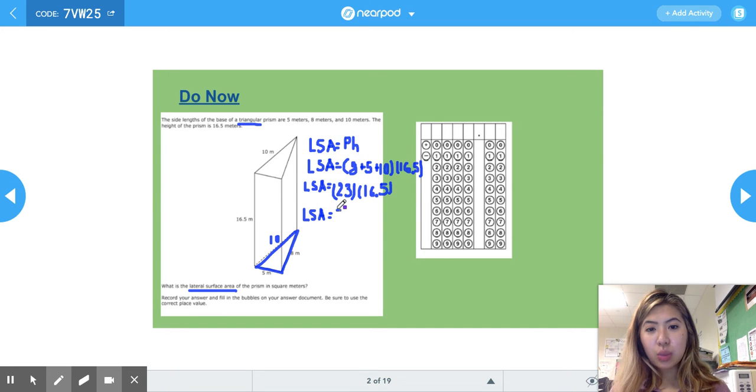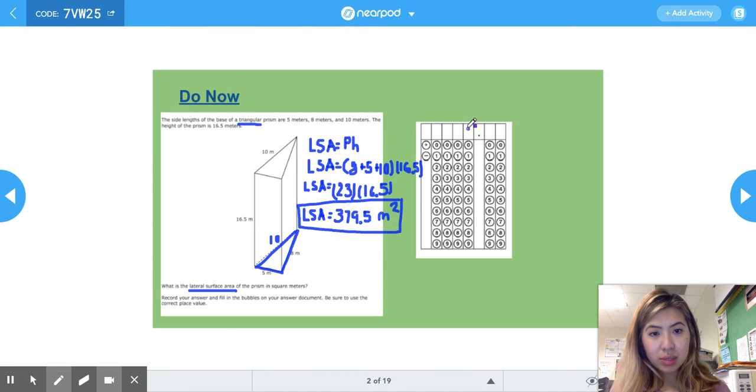Which gives me 379.5. The unit of measurement in this problem is meters, so our unit is meters squared since this is surface area.